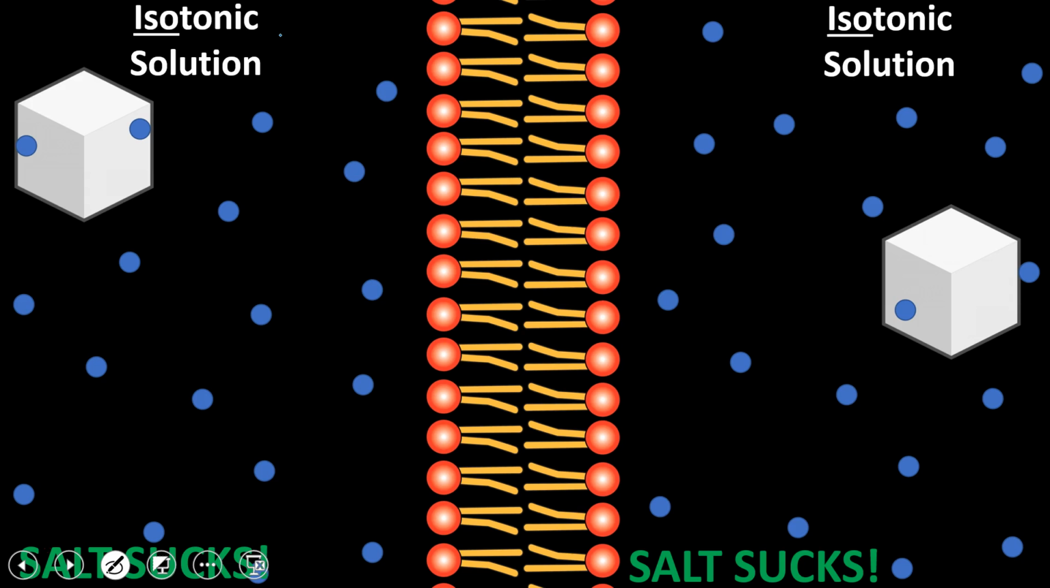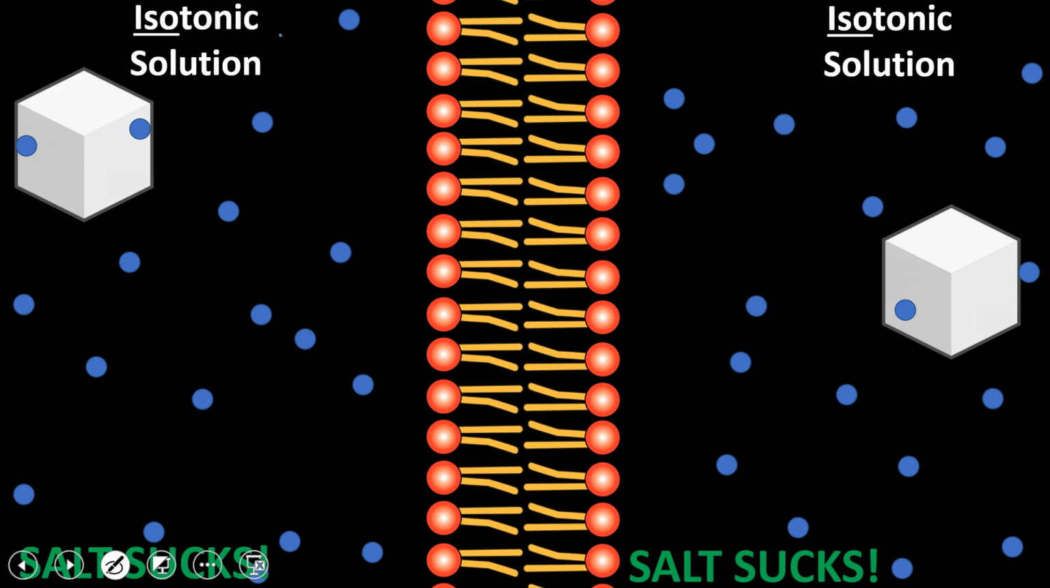Now, what if there's an equal number of solutes on each side? This is an isotonic solution. Iso is referring to the same or stable, okay? Same amount. So what's going to happen is we're still going to have water molecules going across, but it equals the exact same. Okay, so there's no net change.